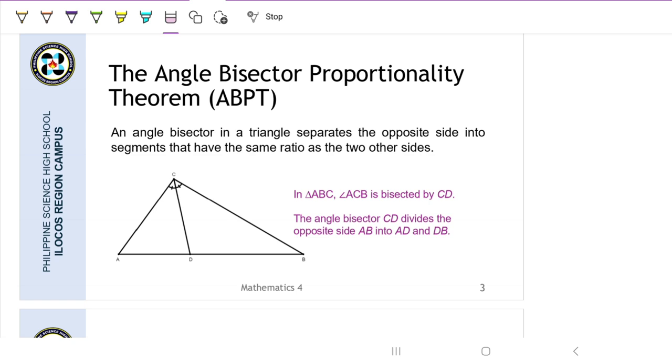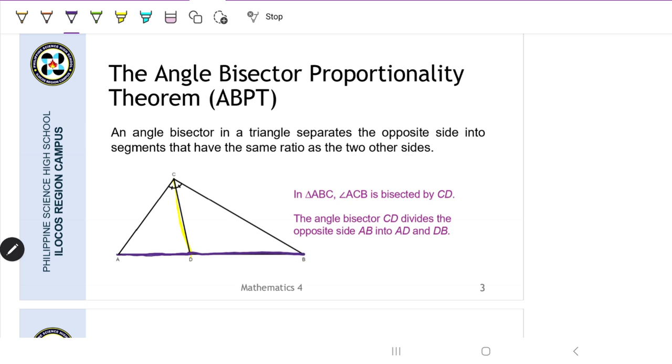An angle bisector in a triangle separates the opposite side into segments that have the same ratio as the two other sides. Suppose we have here triangle ABC and angle ACB is bisected by segment CD as shown in the figure. Therefore, we can call CD the angle bisector. And that angle bisector CD divides the opposite side AB into two parts. So you have here AD and DB.